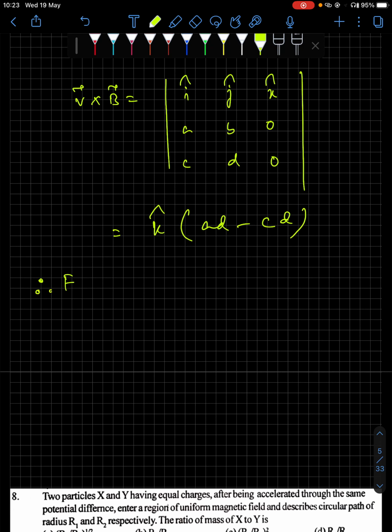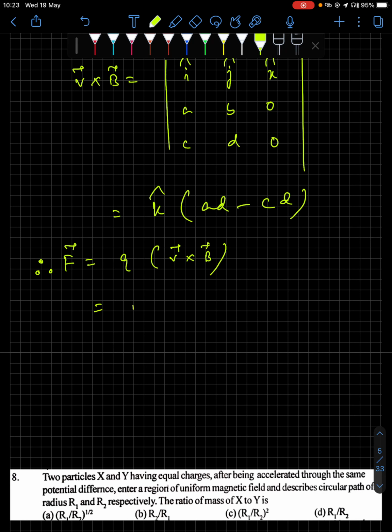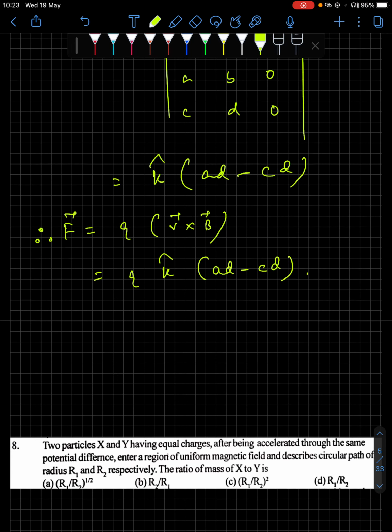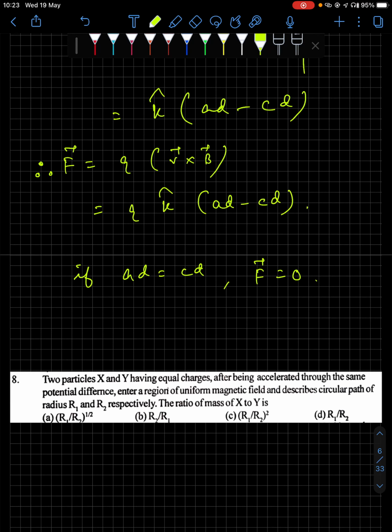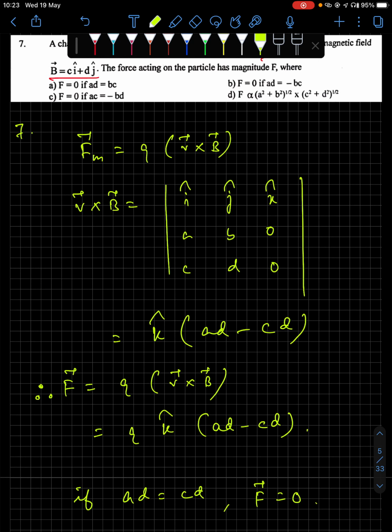Therefore the magnetic force is Q V cross B, so Q K cap (AD minus CD). Now you see, force will become 0 if AD is equal to CD, then your magnetic force will become 0. So our answer is option number A.